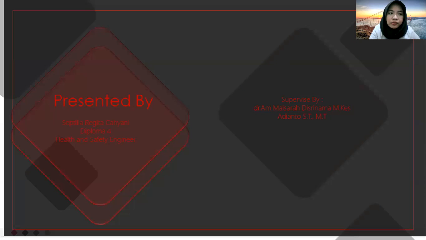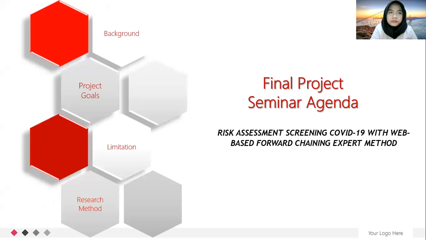As for today's agenda, it will be presented by me, Septilia Rita Cahyani, and supervised by Dr. Amay Sorodisrina and Bapak Adianto. Today's agenda will be separated into 4 themes. The first one, I will explain the background for this project. The second, I will explain the project goals that have been set. The third, I will explain the limitation of this project. And the last, I will explain the research method that will be applied for this project.